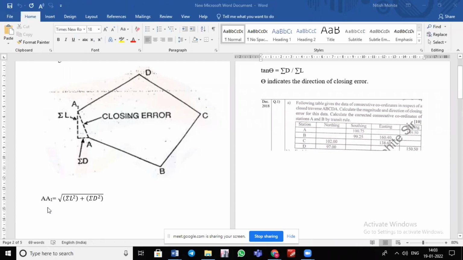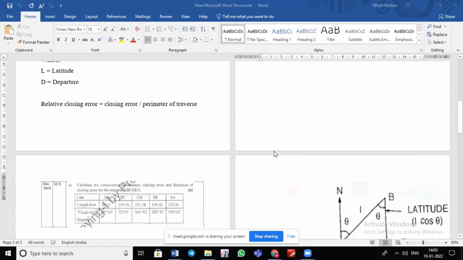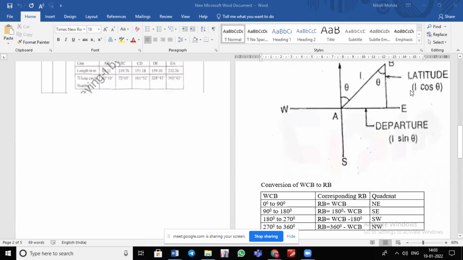For that, we have the formula: the square root of summation of latitude squared plus summation of departure squared, in order to calculate the closing error. And tan theta is given by the summation of departure divided by the summation of latitude, where theta indicates the direction of the closing error. Also, we have gone through what we mean by latitude and what we mean by departure.